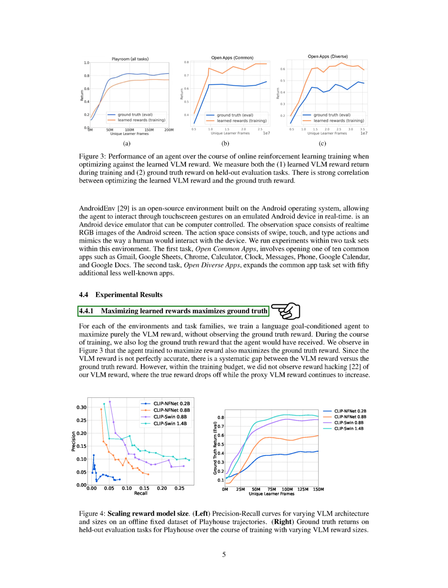In Section 4.4.1, we discuss how maximizing learned rewards also maximizes the ground truth. We trained a language goal-conditioned agent to maximize the VLM reward without observing the ground truth reward. We found that the agent trained to maximize the reward also maximizes the ground truth reward. However, there is a systematic gap between the VLM reward and the ground truth reward due to the VLM reward's imperfect accuracy.